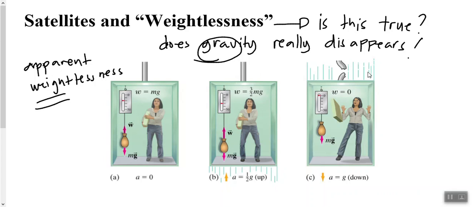Now what happens if this cable snaps, which hopefully doesn't happen when you're on the 100th floor of the elevator? We would notice that there is no other force acting on the object but the force of gravity, and the acceleration becomes equal to the value of g, which is going to make you feel like you're in free fall, which is an apparent weightlessness.